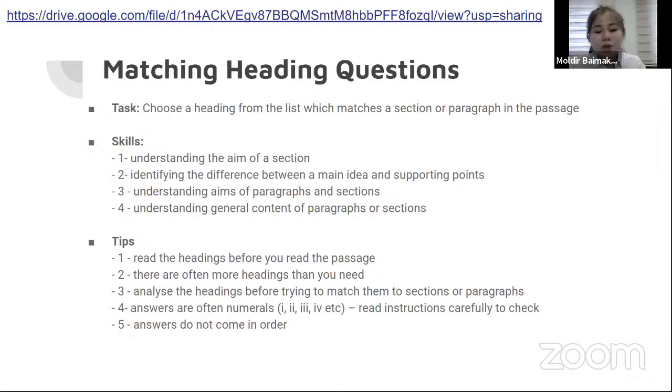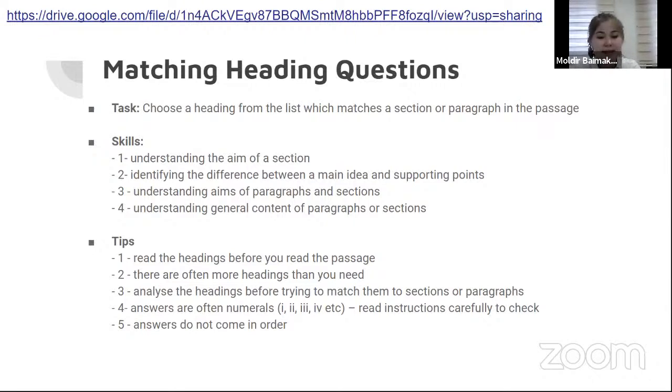Okay, there are often more headings than you need. So we should be able to eliminate, even though it is really difficult, the ones that are extra. Analyze the headings before trying to match them to sections or paragraphs.